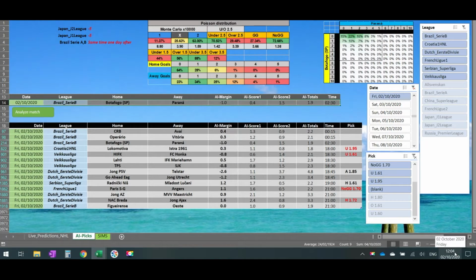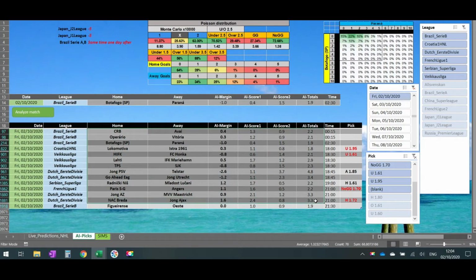Hello guys, today it's Friday, the 2nd of October 2020. I will explain to you how I made my picks. So here is the table that comes from the AI software, as you can see over here.